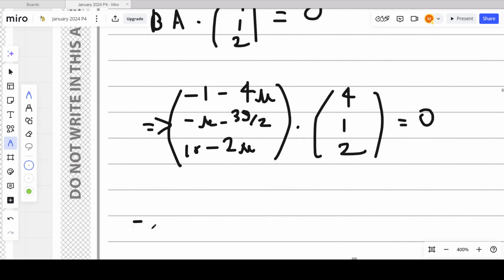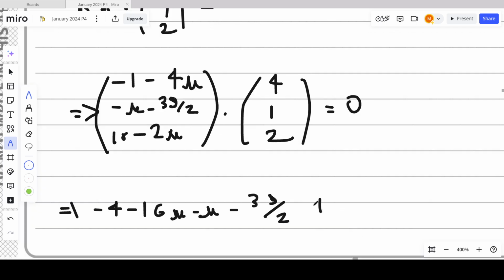So what you will get, negative 4, negative 16 mu, and then negative 39/2 minus mu, plus 20 minus 4 mu, okay, would be equal to 0.